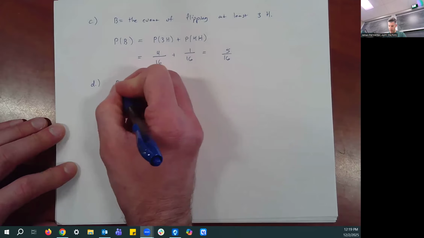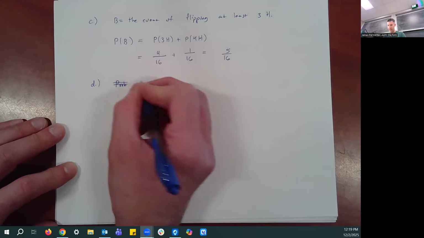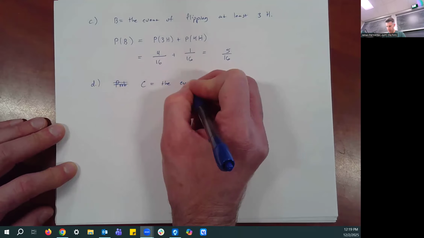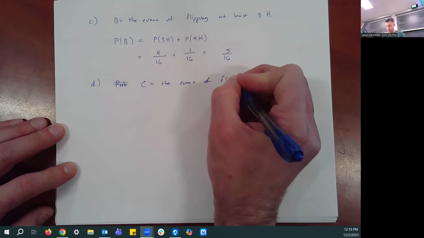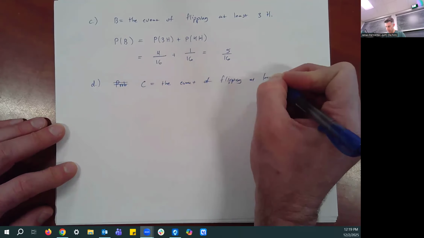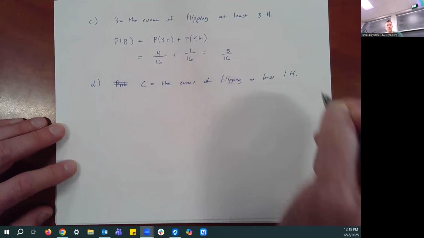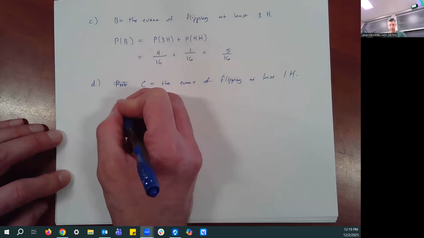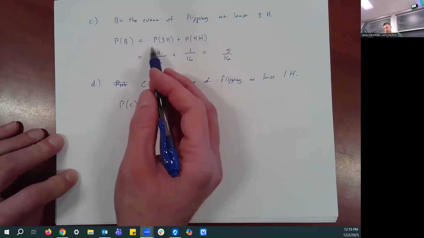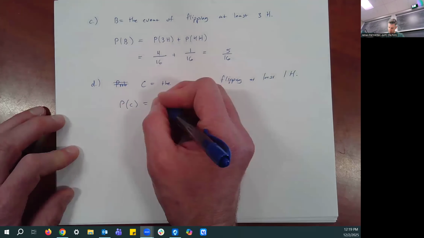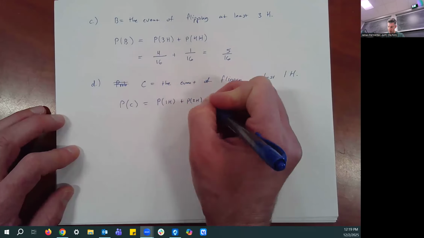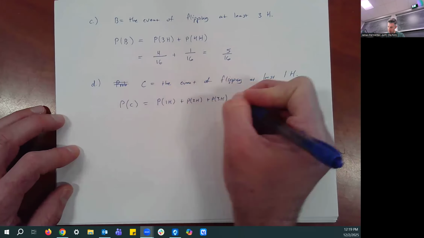So what's the probability? I'm sorry, here I'm getting ahead of myself. Well, let C equal the event of flipping at least one head. What's the probability of C? Well, we don't have to be quite so coy about it. Like we could say it's the probability of one head plus the probability of two heads plus the probability of three heads plus the probability of four heads.